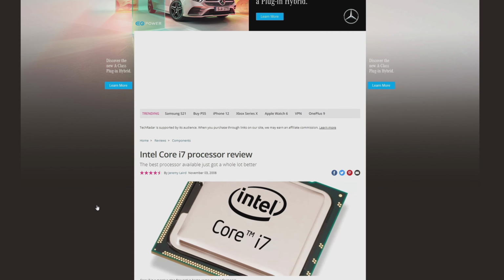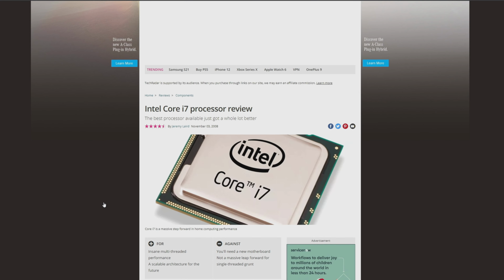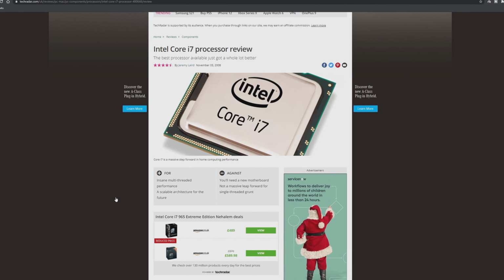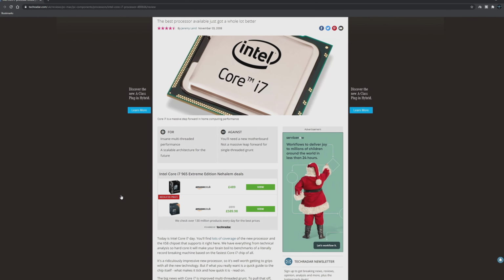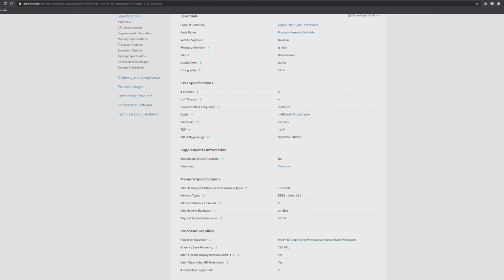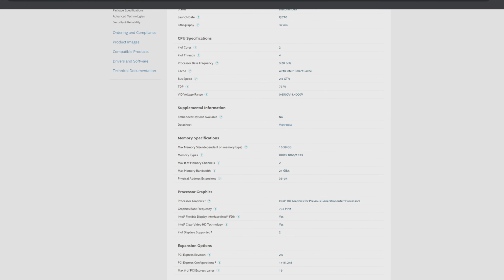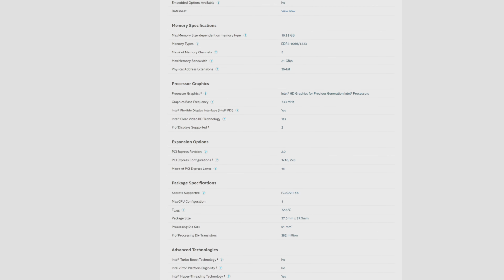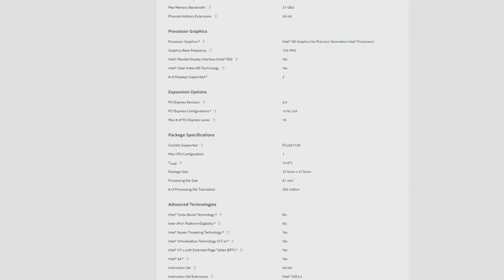The first generation of Core i series processors came about in 2008 with the release of the Bloomfield-based Core i7 CPUs. These weren't particularly mainstream, however, due to cost. Fast forward a couple of years though, and you got what we have here today, the Core i3 550, based on the Clarkdale architecture, which actually derives from the same Nehalem architecture that the Bloomfield i7s use.